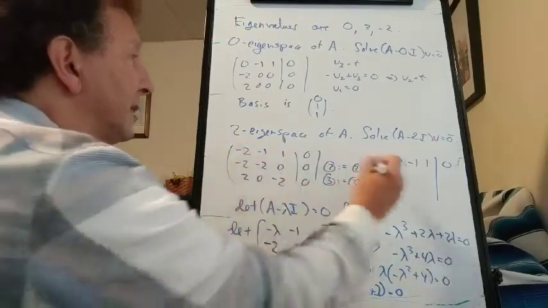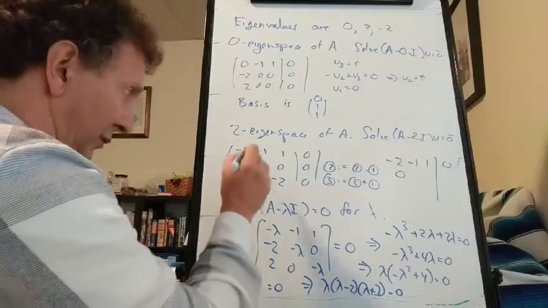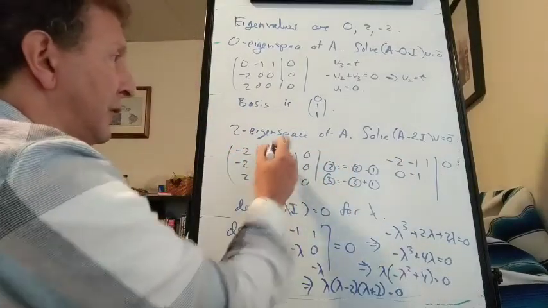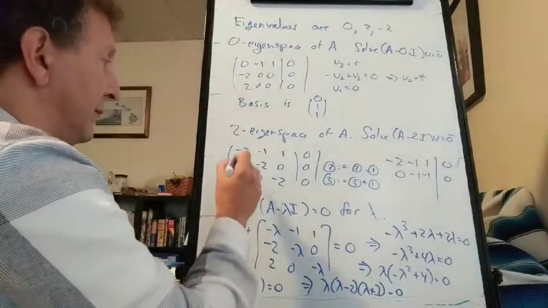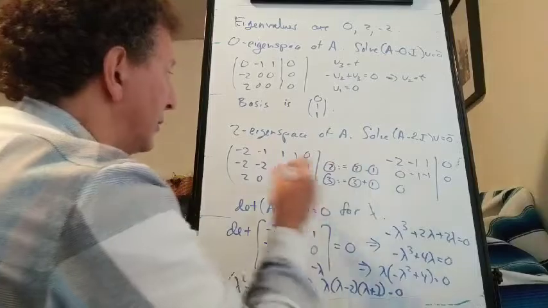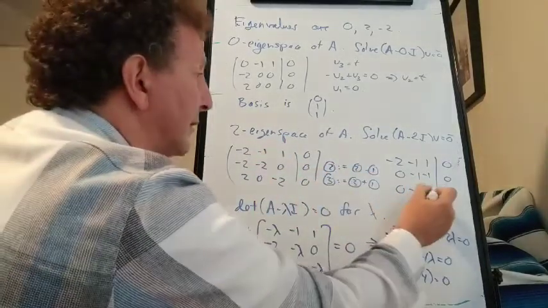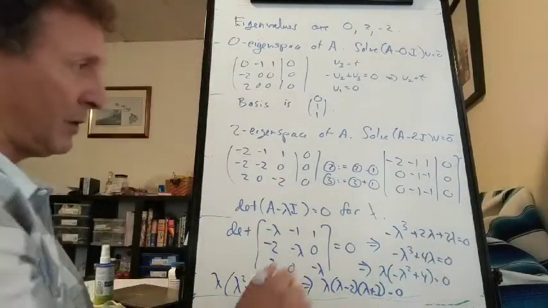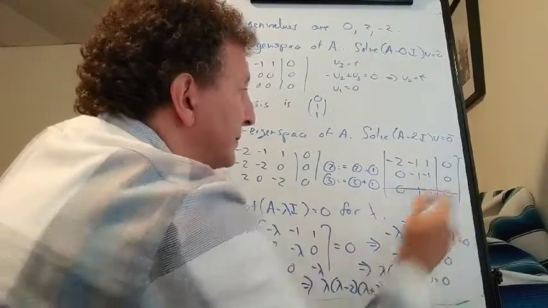Negative 2 minus negative 2 is 0. Negative 2 minus negative 1 is negative 2 plus 1, which is negative 1. 0 minus 1 is negative 1. And then negative 2 plus 2 is 0. Negative 1 plus 0 is negative 1. 1 minus 2 is negative 1. All right, now we can see that the second and third equations are the same, so let's just get rid of one of them.